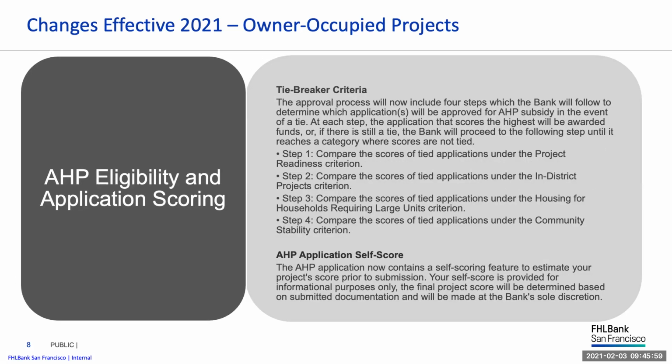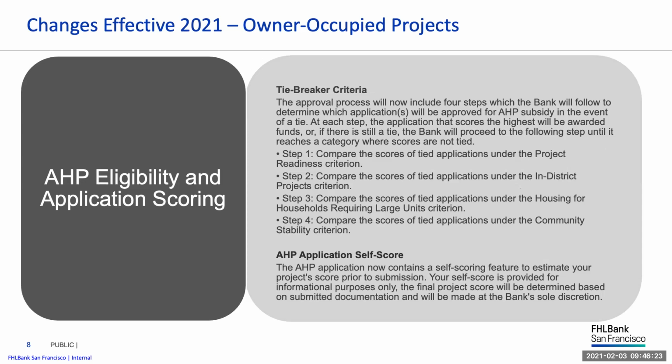We've also made some changes to our tiebreaker criteria. So this comes into play when projects score the exact same score during the round. What we'll do is go through these categories as we now have to tie our tiebreaker to our scoring categories. So first we'll look at the scores of tied applications under project readiness.